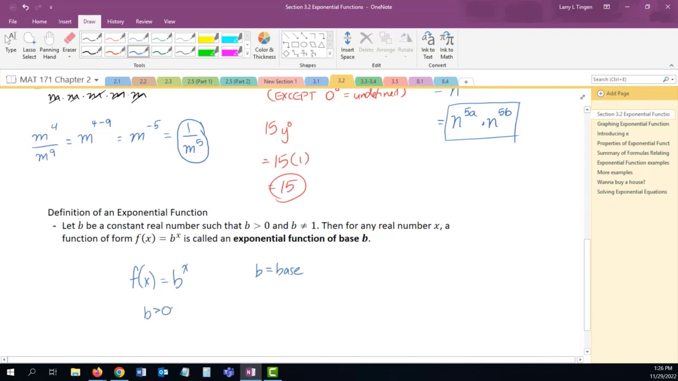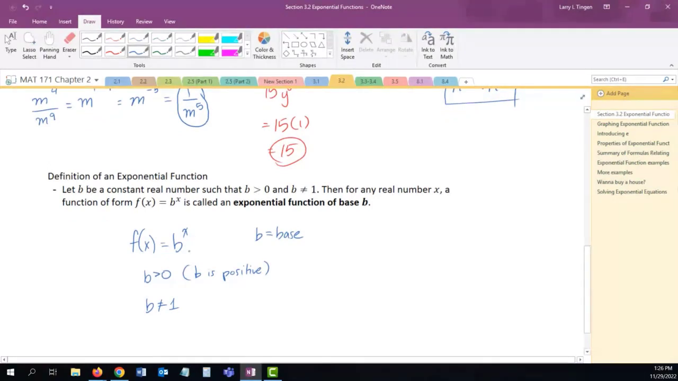b has to remain positive. b is greater than 0, which means b is positive. And b is not equal to 1. Now, b has to be positive because if I had a negative number down here and I raised it to a power, the function wouldn't act like an exponential function. It wouldn't have the behavior that we're interested in. So b is positive. Notice the difference here. It's not 0 or positive. It's positive. b is not allowed to be 0, and b is not allowed to be 1.